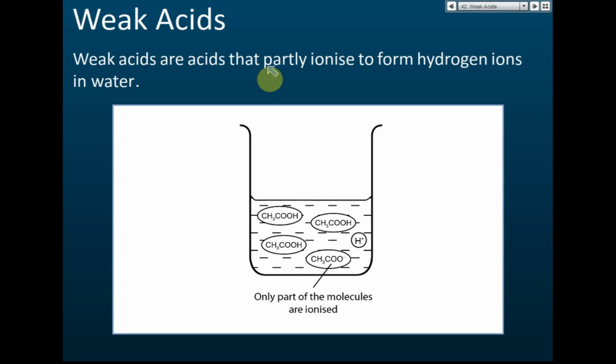Then for weak acid, for example, we have 4 molecules, and just one of them ionized. The other 3 remain as molecules and do not ionize. So in this case, 25% of it is ionized. Only part of the molecules ionized, and this is called a weak acid. So strong acid, fully ionized. Weak acid, partially ionized. That's the difference between strong acid and weak acid.